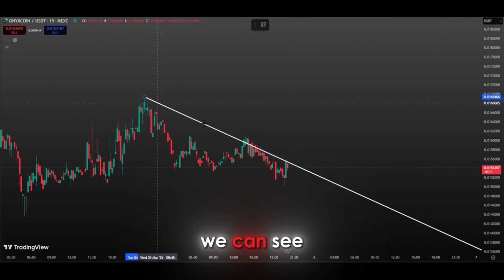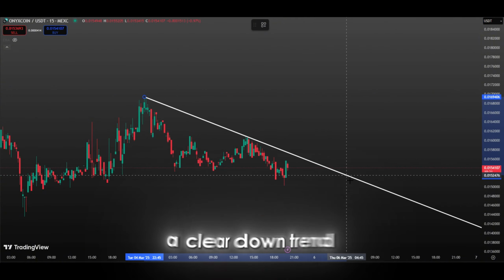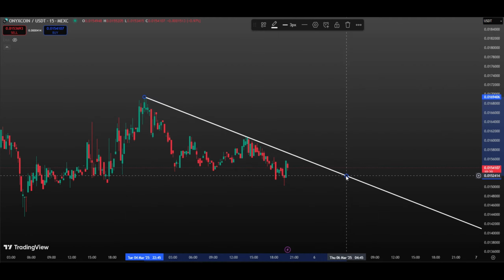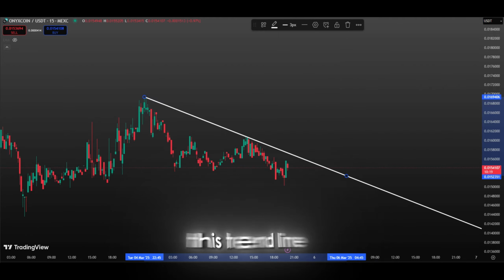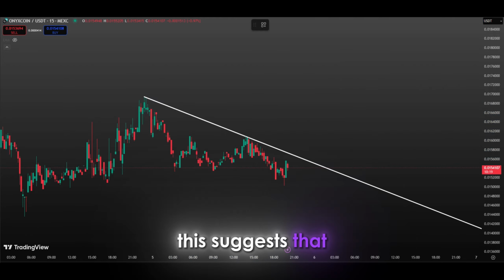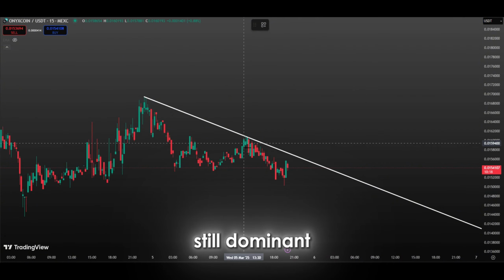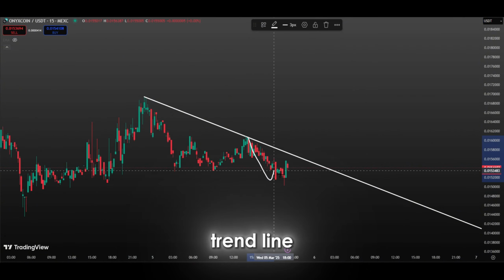Looking at the chart, we can see that there is a clear downtrend that has been going on for some time. The price made contact with this trend line and received a downside reaction. This suggests that the sellers are still dominant and the price is struggling to break through this trend line.